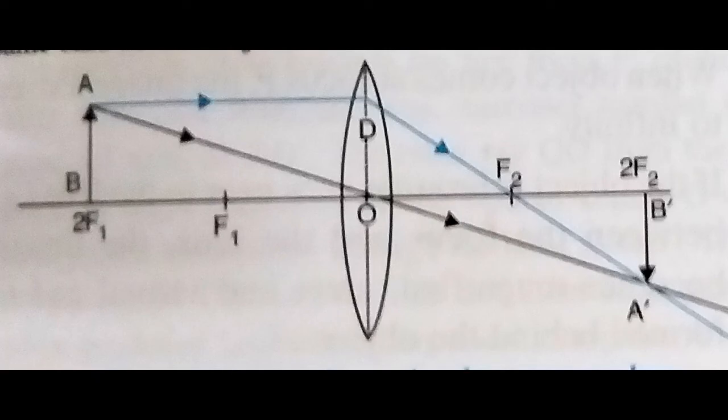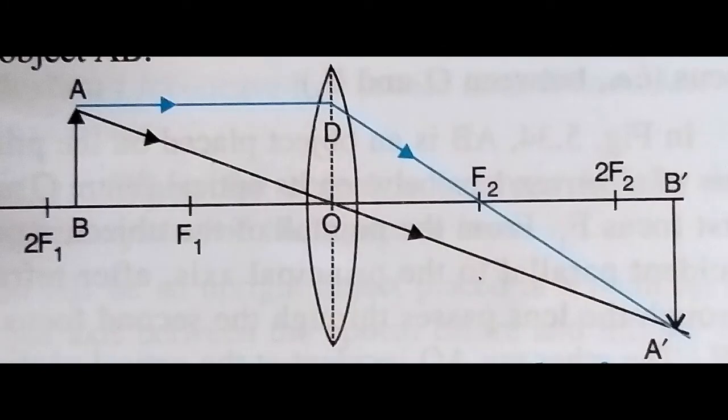These all images are real, and the characteristics I specifically tell you. The characteristics are: image will be of the same size of the object, it will be inverted, real, and of equal size. These are the main thing widely used in telescope. You can find it in your textbook.